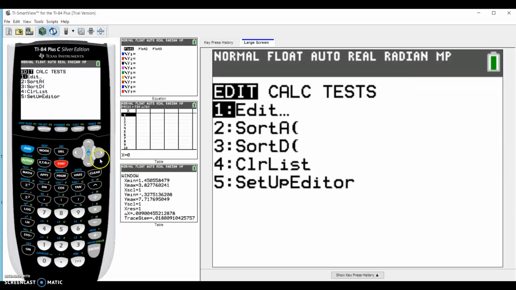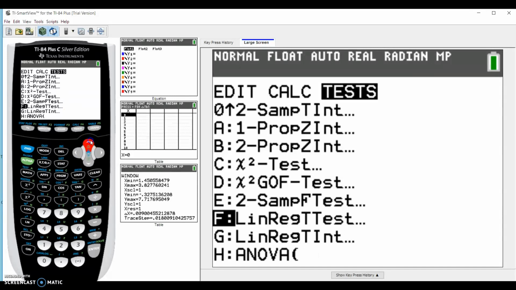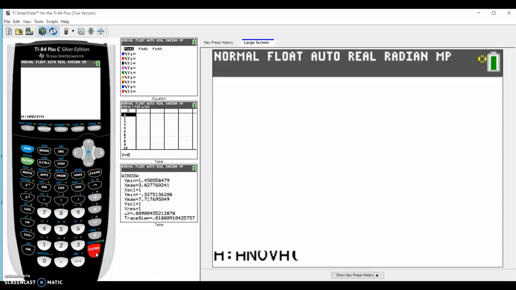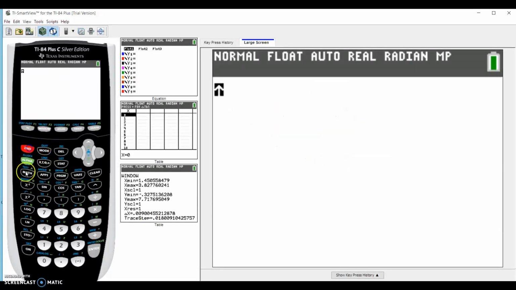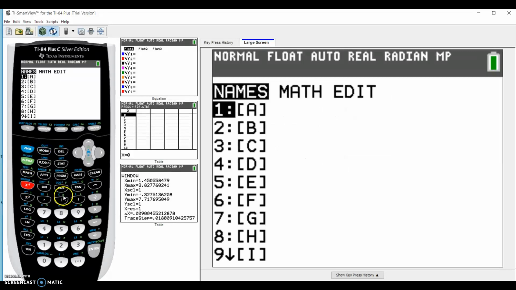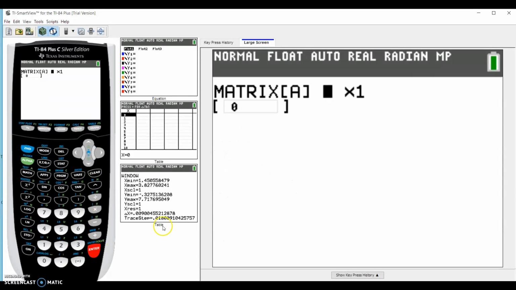And the other chi-squared tests are both under the just chi-squared test. That will give you both the chi-squared test for homogeneity and for association and independence. And if we look at that, it actually wants matrices in here. So to get to the matrices, you go to second x inverse and go over to edit. And what you're going to do here is you're going to enter your data into a matrix.